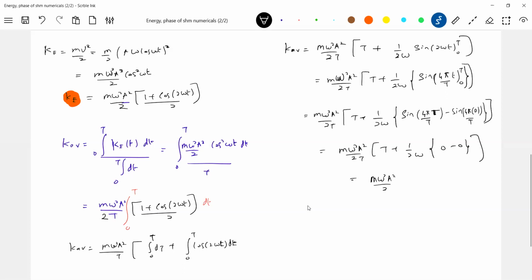Just notice a few things. Okay, let's write. This is 4 4 4 4 4. T gets eliminated. So this is the average kinetic energy of the block executing SHM in one cycle. So what should you call this one? Average kinetic energy of spring block system in one cycle. I think this should also be equal to the average potential energy.